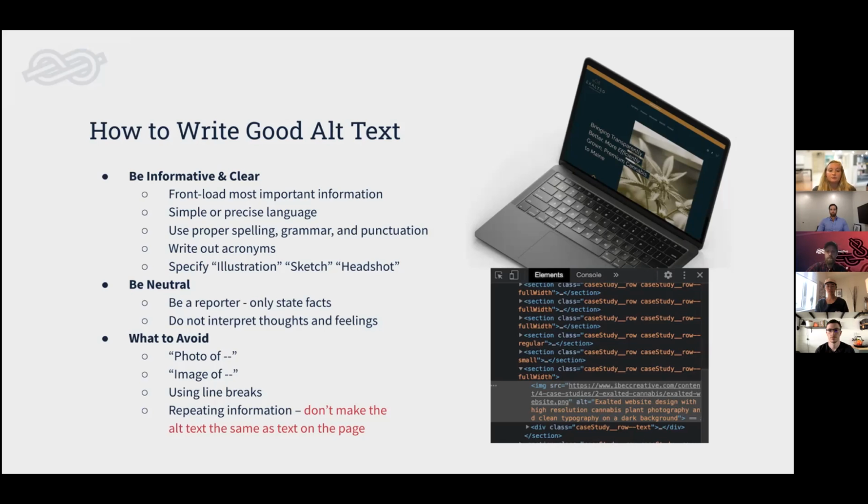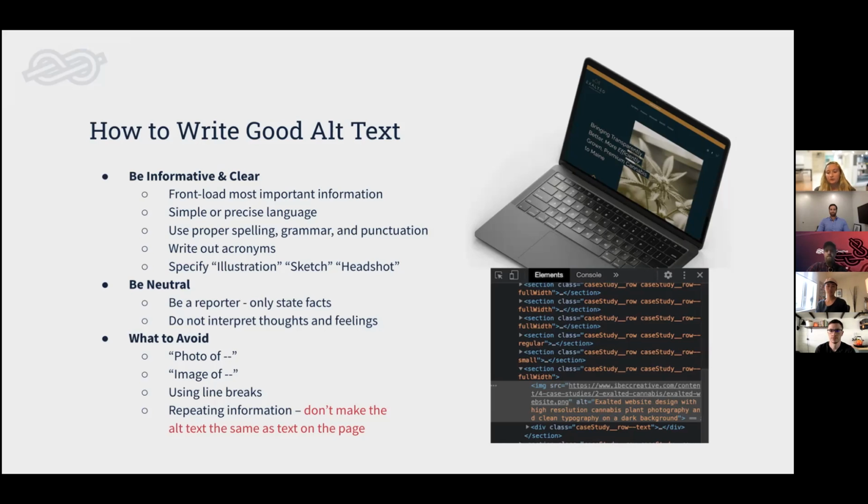Another thing is to use proper spelling, grammar, and punctuation. Screen readers often read as a human would, so any grammar mistakes, spelling mistakes, the screen reader is going to make those mistakes as it's reading. So definitely QA your alt text and make sure that you're following proper grammar rules. Another thing, spell out your acronyms. That way people are 100% sure of what you're getting across. Another thing is to specify whether your image is an illustration, a sketch, or a headshot. For example, a headshot of Nate McCraven, something like that.